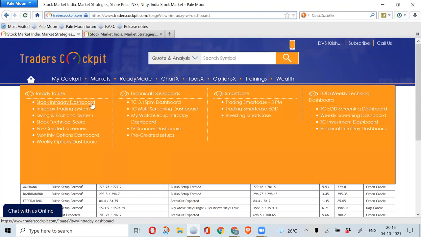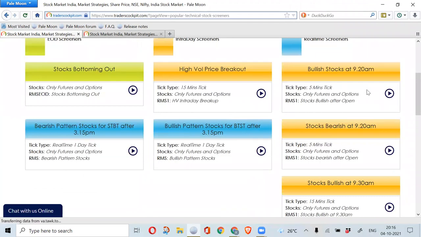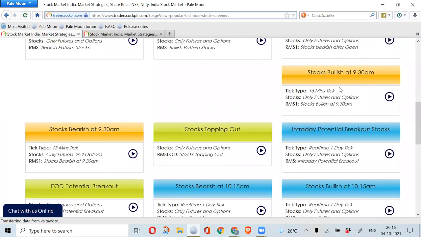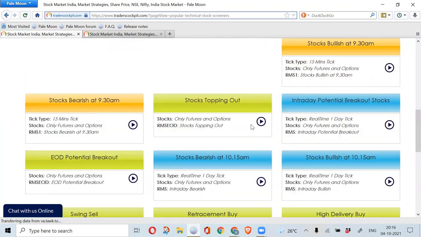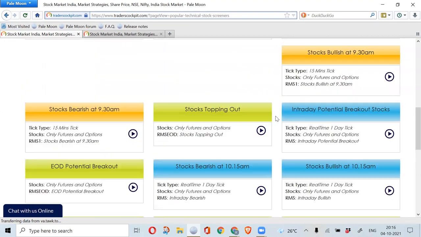And now, if you don't want to screen the stocks list yourself, but you want to screen them, you can go to these pre-created screeners. For intraday, we have specific pre-created screeners like bullish stocks at 9:20 a.m., bearish stocks at 9:20 a.m. Again at 9:30 a.m., bullish stocks, 9:30 a.m., bearish stocks, bullish stocks at 10:15 a.m. and bearish stocks at 10:15 a.m. So these are all the dashboards which can give you screen results of the stocks.